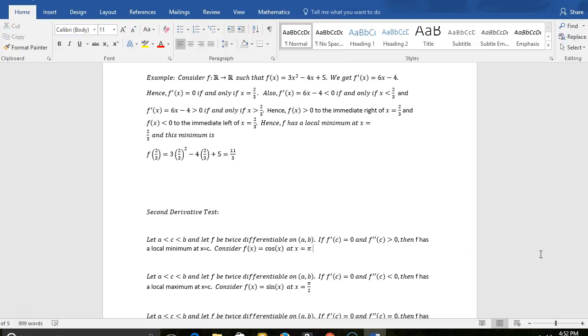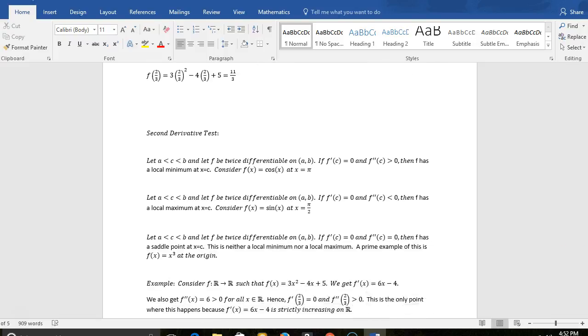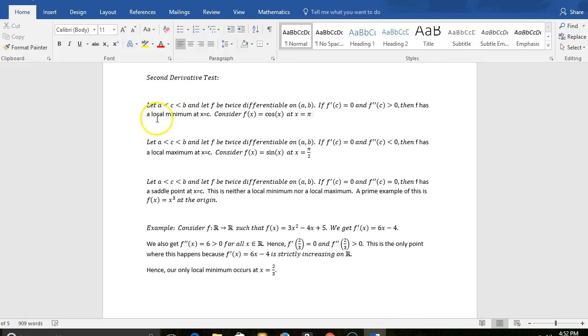How you're behaving to the immediate left and immediate right. Now the second derivative test: let a less than b less than c, and let f be twice differentiable on the entire open interval. If f prime of c is 0 and f double prime of c is greater than 0, then f has a local minimum at x equals c.